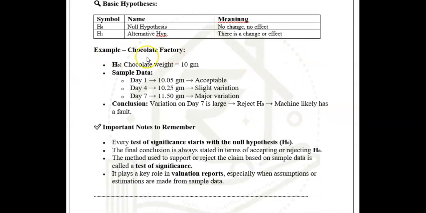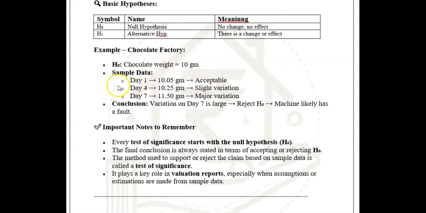For example, the chocolate factory. In a chocolate factory, 10 gram is the weight of chocolate for sale. Every day more than 10,000 or 20,000 chocolates are manufactured. So every chocolate should be 10 gram. If it is less, it is also not good. If it is more, then raw material usage goes up. So here the base is 10 gram. That is called the null hypothesis.